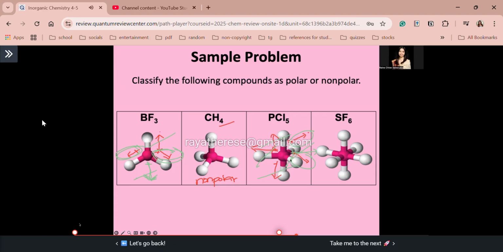It is also highly symmetric because we can cancel out all dipoles. Thus, phosphorus pentachloride is non-polar. Lastly, we have sulfur hexafluoride. So, sulfur is less electronegative than fluorine. So, papunta kay fluorine ang dipole from sulfur.